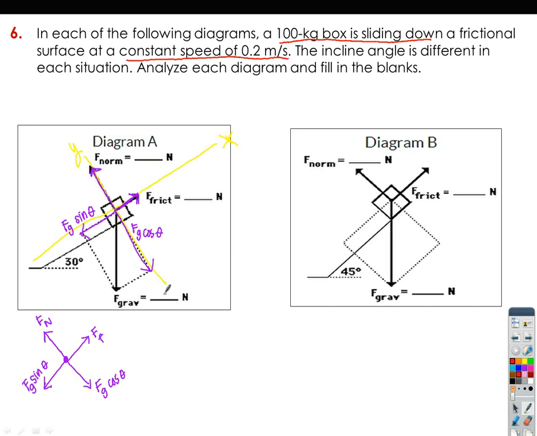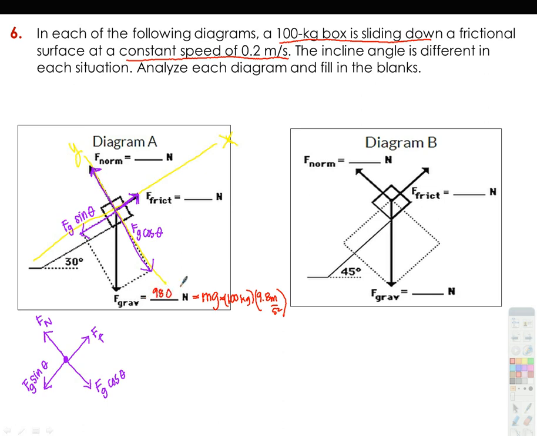We can easily calculate our force of gravity, our weight, because it is equivalent to mass times acceleration due to gravity. The mass given is 100 kilograms multiplied by the acceleration due to gravity, which is 9.8 meters per second squared. If we multiply this, it should be equivalent to 980 newtons.